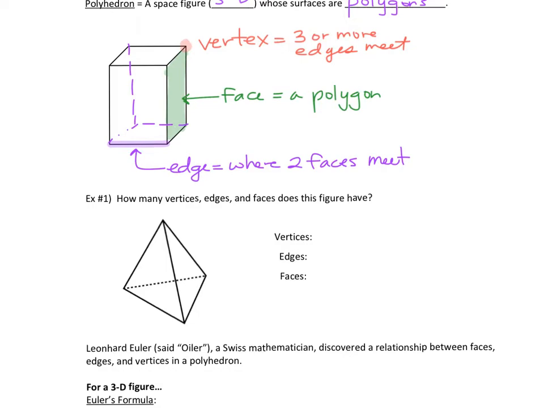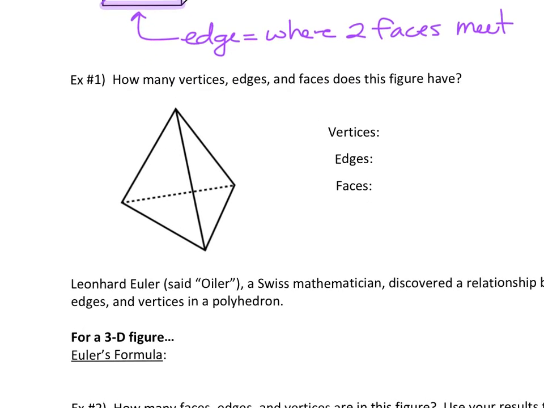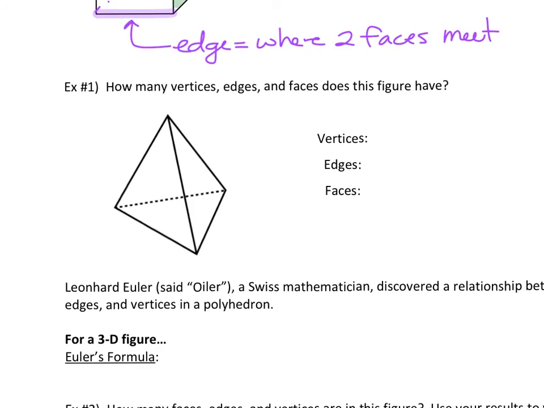Okay. First example. So you see a figure like this. They want to know how many vertices. Vertices is just the plural of vertex, right? Vertices, edges and faces does this figure have? So let's start with vertices. How many vertices does it have? 4. 1, 2, 3, 4. 4 vertices, okay? How many edges does it have? 1, 2, 3, 4, 5, 6, right? So 6 edges. And then how many faces does it have?